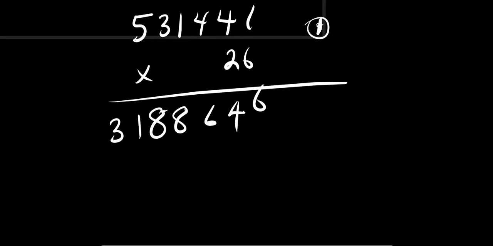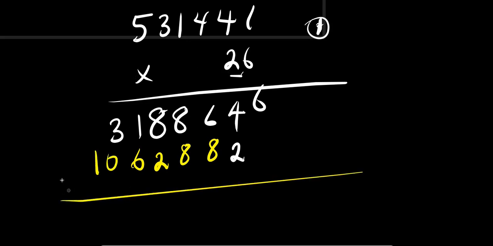We proceed to 2. 2 times 1, 2. 2 times 4, 8. 2 times 4 again, 8. 2 times 1, 2. 2 times 3, 6. 2 times 5, 10. We add everything together.